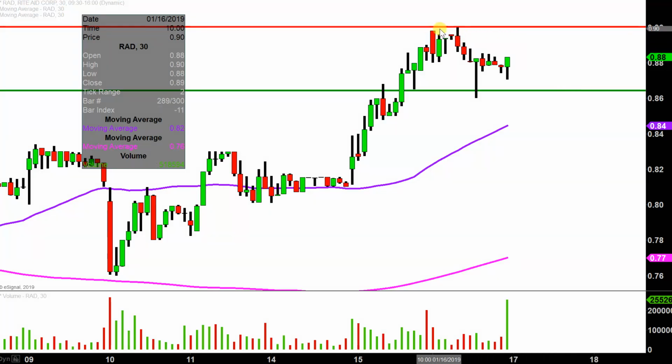The other point of confirmation comes via this red line up here that I talked about in a previous video. I talked about 90 cents being a potential area of resistance, and that is exactly where the price was rejected from today. So 90 cents has definitely been confirmed as an area where the sellers are hanging out.